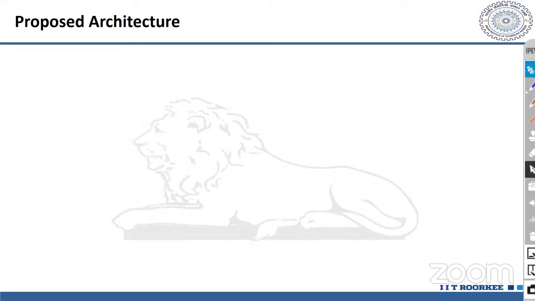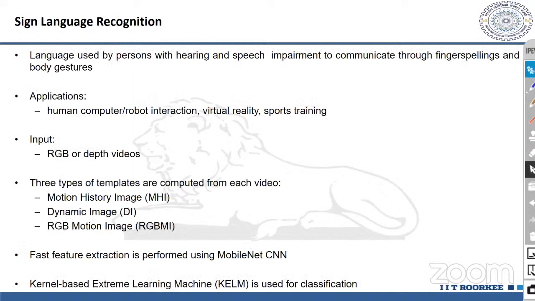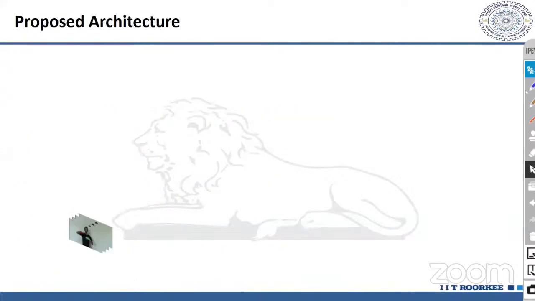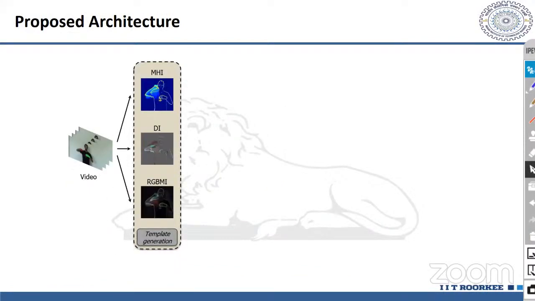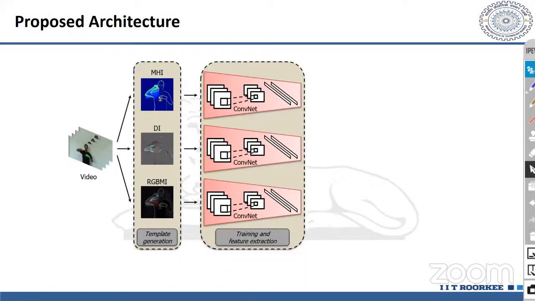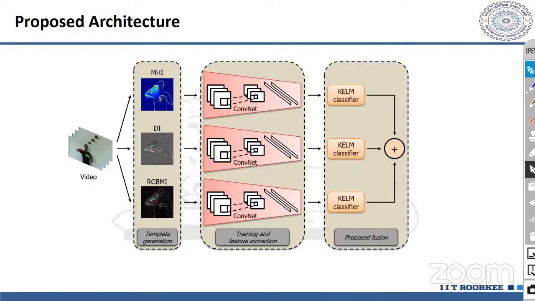Right, so those things I explained in the previous slide. Motion history image is called MHI, Dynamic image is called DI, and RGB motion image is RGBMI. So you first find MHI, DI, and RGBMI, and then apply a convolutional neural network to extract the features. And then once you extract the features, you apply KELM for classification.